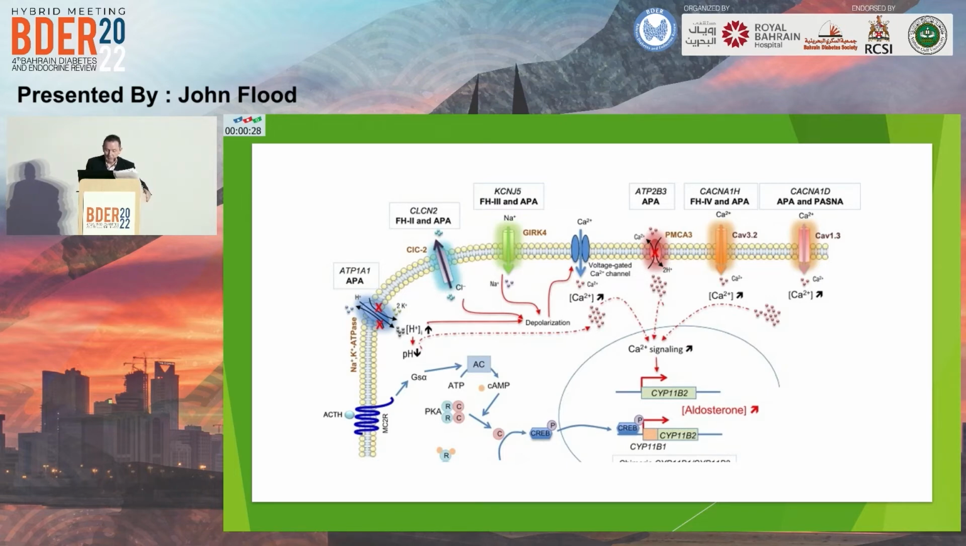This is a cartoon of what an adrenal glomerulosa cell would look like. It's very interesting, and it's beautifully done. It's not my creation, of course, I got it from the literature. What's interesting about it is that it delineates all the different types of familial forms of hyperaldosteronism. I haven't time in this talk to go through every single one, but I'll cherry pick 1 or 2 to show you how things work.